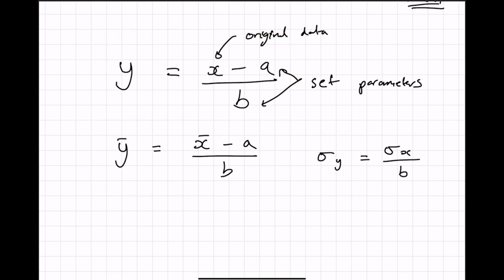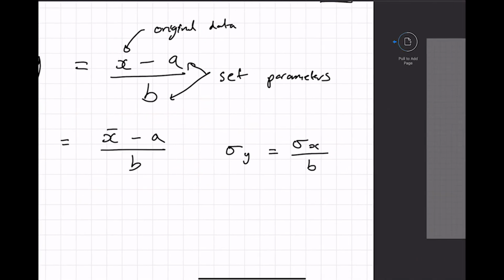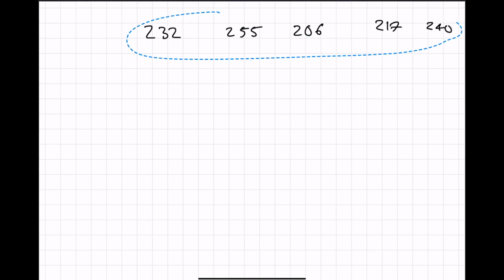And let's actually just use an example, because that's the best way to understand how this works. So going to a new page. Let's say I have some numbers: 232, 255, 206, 217, and 240. So these are some common examples which are often given in textbooks and stuff like that.